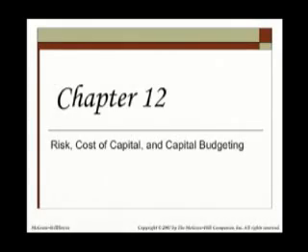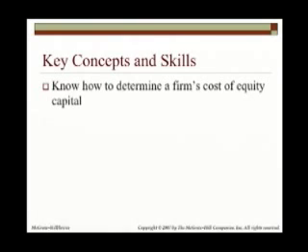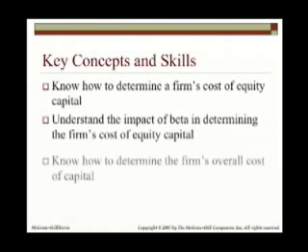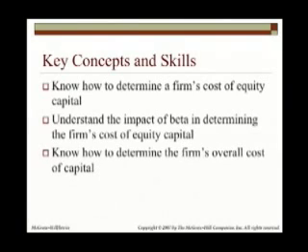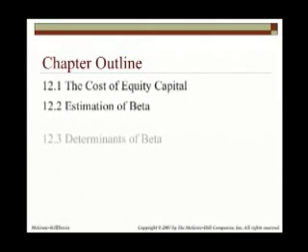In this lesson, we're going to talk about Chapter 12. We're going to apply the capital asset pricing model to determine what an appropriate discount rate is in some situations, and talk about some potential problems that can occur. The key concepts then: how to determine a firm's cost of equity capital, the impact of beta in determining the cost of capital, and determining the overall cost of capital of a firm, as in the weighted average cost of capital. Chapter is outlined as shown here.